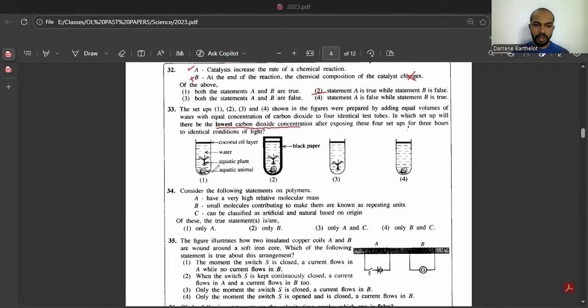Here you have an aquatic plant and an aquatic animal. Aquatic plant, what does it do? It does photosynthesis as well as respiration. In aquatic animal, it does cellular respiration, which means carbon dioxide is released by this animal, right? Let's say the answer number 2.